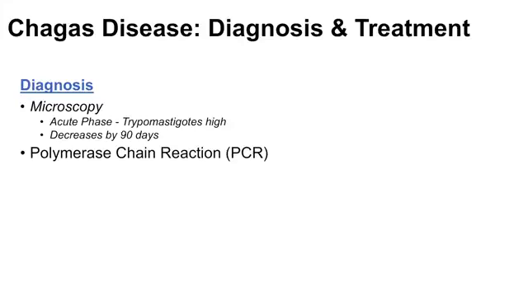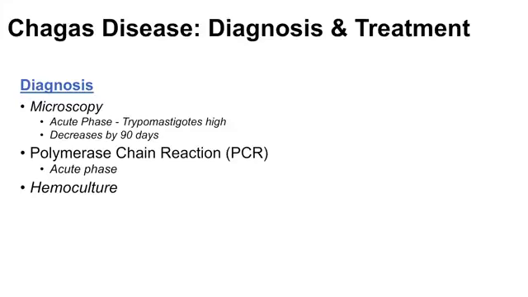Now, diagnosis can also occur through polymerase chain reaction, or PCR. And again, this is most helpful during the acute phase. When trypanosomes are high, there's more trypanosome DNA to utilize in the polymerase chain reaction. And hemoculture can also aid in diagnosis. So you can literally culture the blood of a patient to assess whether there are trypanosomes within the blood.